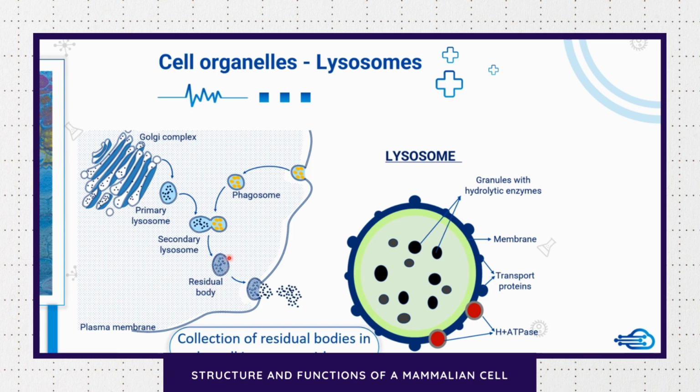Pathological accumulation of residual bodies in the cell is seen in Alzheimer's disease. Then in the eye, it can be a cause of macular degeneration, and there are many other diseases in which there can be pathological accumulation of residual bodies.